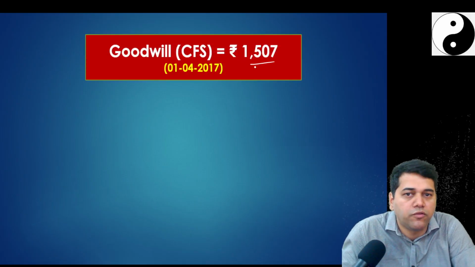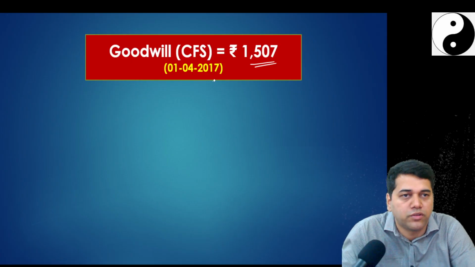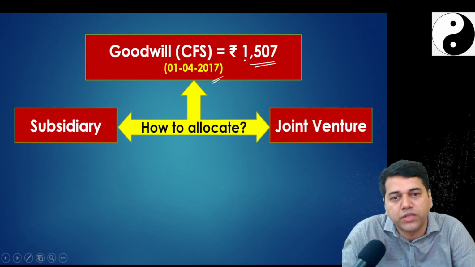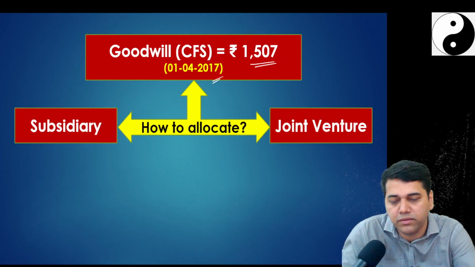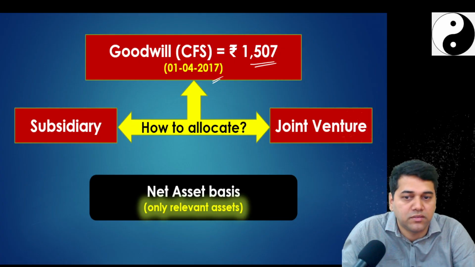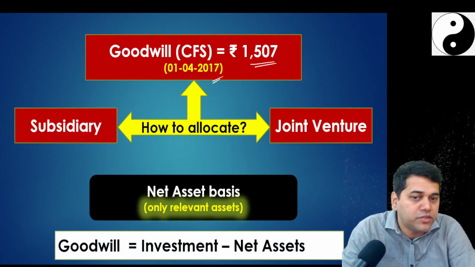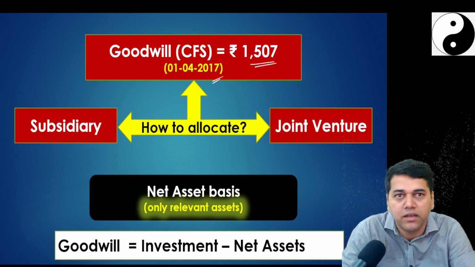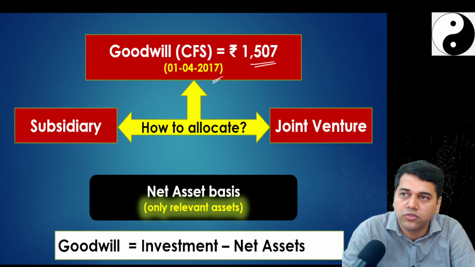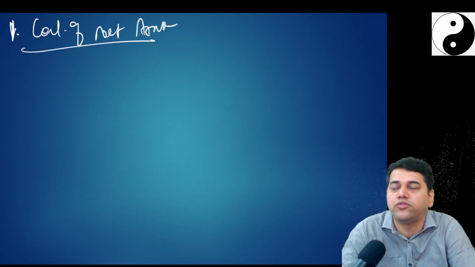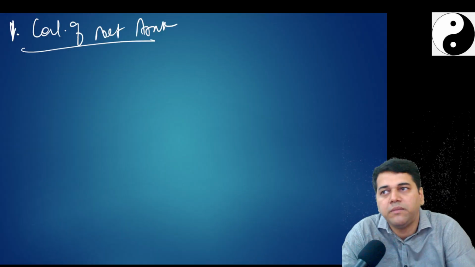Okay, so first step is what? See, I have got a goodwill of 1507 on 1/4/2017. This has to be given to subsidiary and a joint venture. On what basis? Net asset basis. Okay, and which assets? Only relevant assets, because ultimately goodwill comes from the difference between your investment made and the net assets. So you have to differentiate. So first is to calculate net assets. Working note 1, calculation of net assets. So first you explain the accounting, which you suggested. Now you help them in doing it.